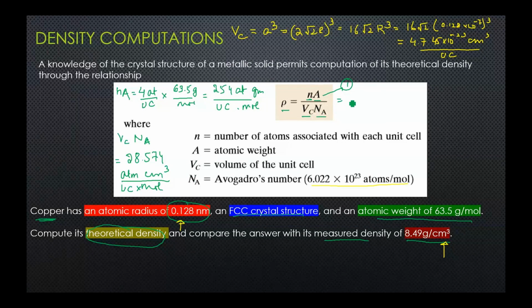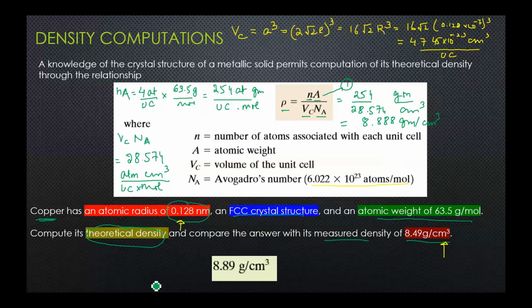Now if you divide this 254 by 28.574, and all the rest of the units would cancel out except for grams per centimeter cube, you would have the value of 8.888 grams per centimeter cube, which is essentially equal to 8.89 grams per centimeter cube. So this is how you could find out the theoretical density for a material for which the crystal structure information is known to you, and you could compare it with the experimental density. All right, is this clear to you guys?